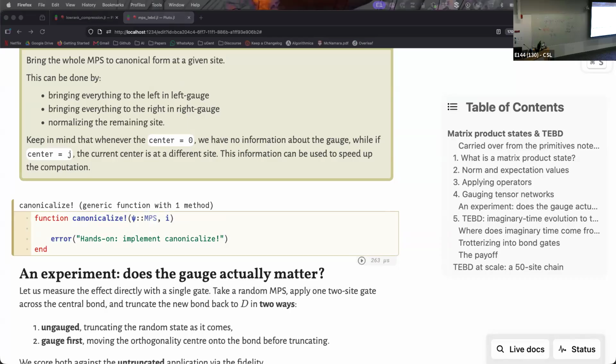When I say center, I mean center of orthogonality. It doesn't have to be the center of the MPS. Getting it into this form. Sorry, confusing names.